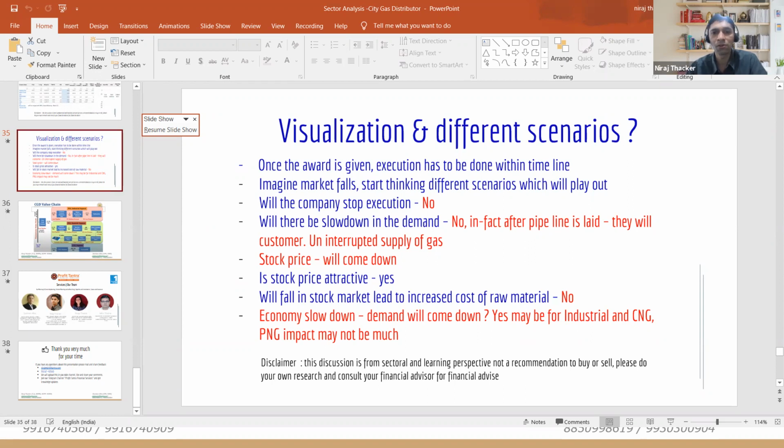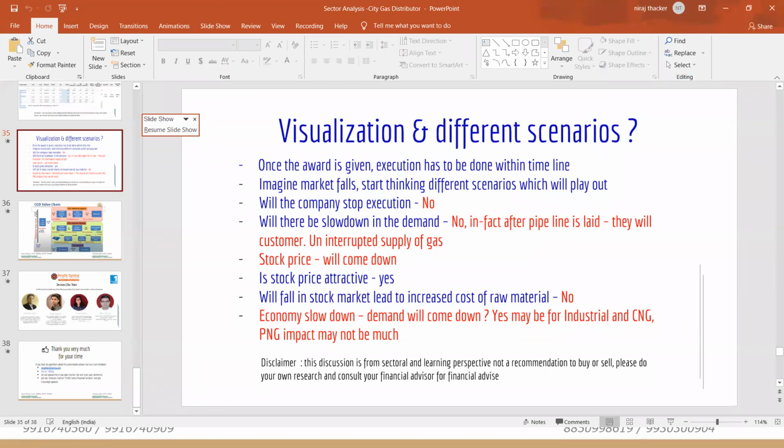Okay, the economy will slow down, demand will come down. Suppose one is the market coming down, the other is the slowing down of the economy. If the economy slows down, will people stop using gas? Maybe in industrial and CNG it may slow down. But in PNG, the impact may not be much, because households will not stop using gas for cooking. If you use this model of thinking, or this visualization technique, you will get many answers about when to start buying the stock, when you're entering the stock.